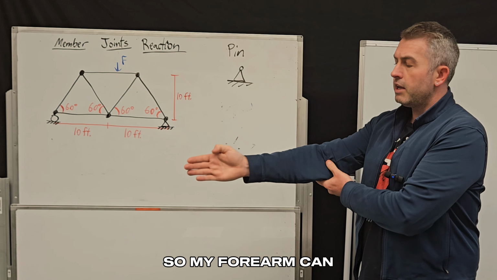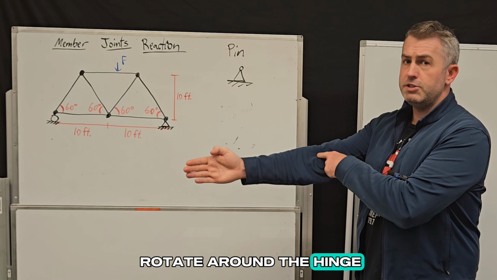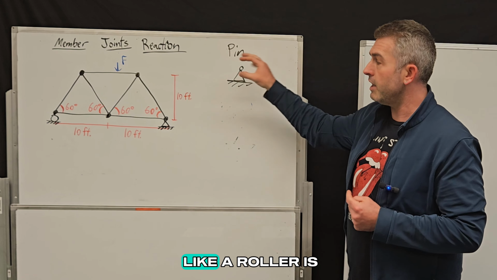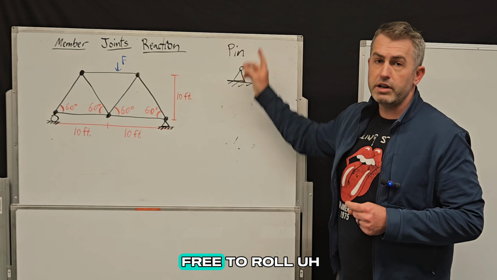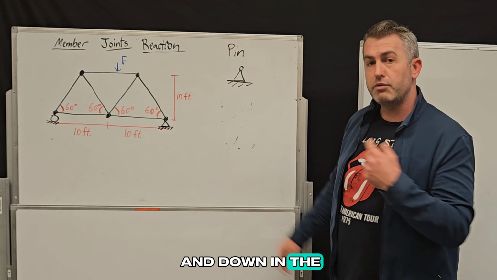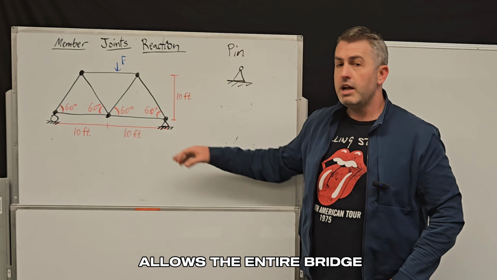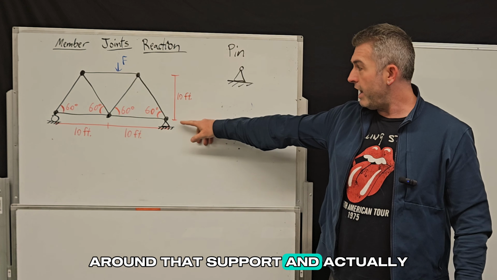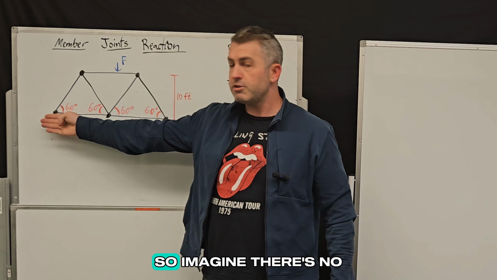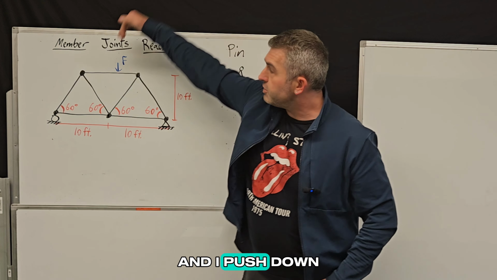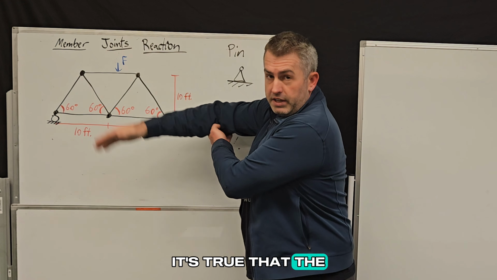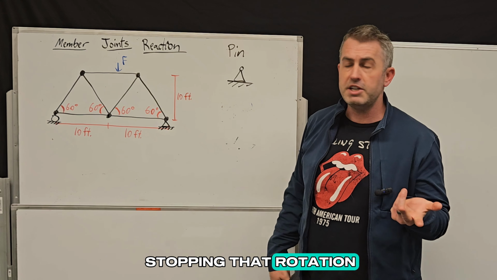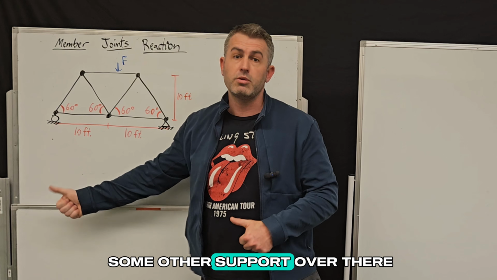So my forearm can rotate around the hinge, but for a pin connection, it's not free to move left and right like a roller is, and it's also not free to move up and down in the vertical direction. So a pin support allows the entire bridge to rotate around that support. And actually, if there was nothing over on the left side, so imagine there's no support there, and I push down on this bridge, it's true that the entire bridge would rotate around this pin support. So the only thing stopping that rotation, of course, is having some other support over there.